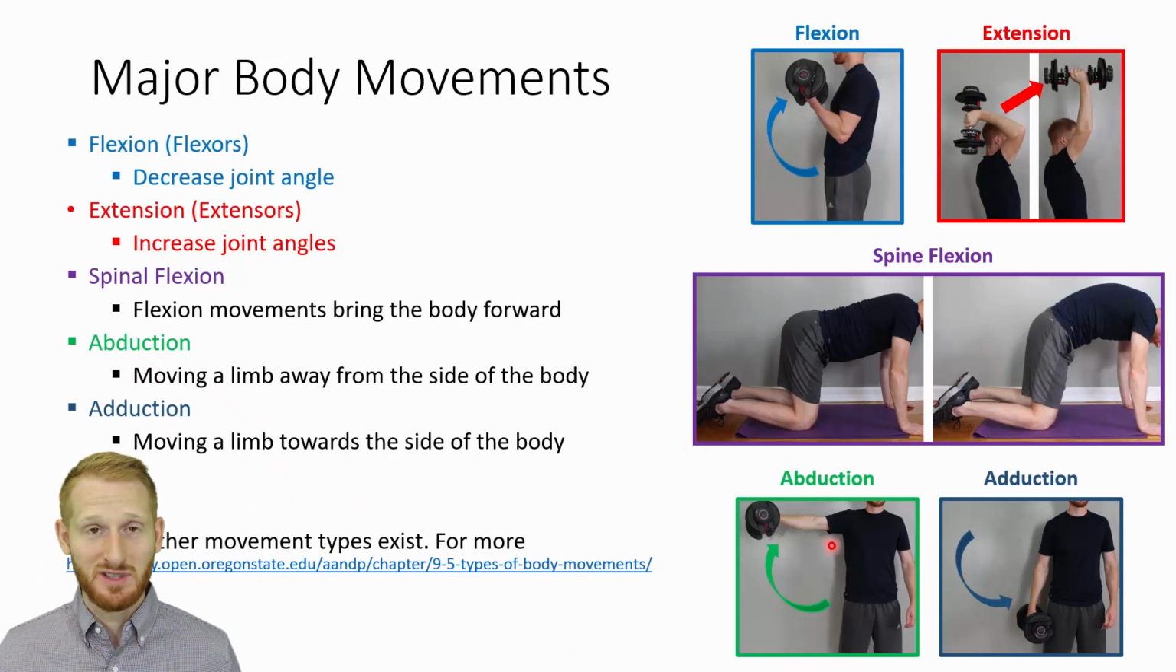We also have abduction and adduction. Abduction with a B is when you move a limb away from the body. Adduction with two D's is when you move the limb towards the body, so you're adding the limb towards your body. So abduction away, adduction toward. There are other movements that we could describe here. We're going to just keep it simple, but here's a link, and I'll try to put this in the description below as well.